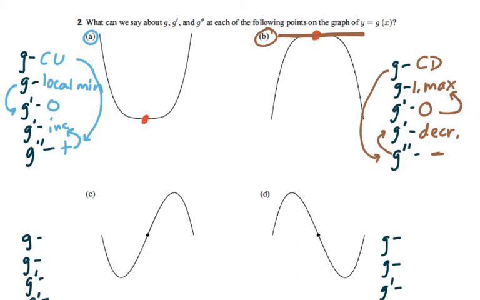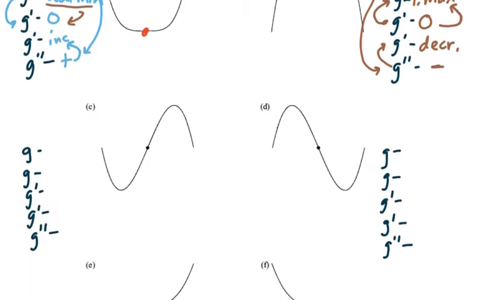In part A, we went from local min to 0, but you can also go backwards. You can say in part B that if you have a derivative equals 0, then the function above it has a bump or local max. We did part C also.